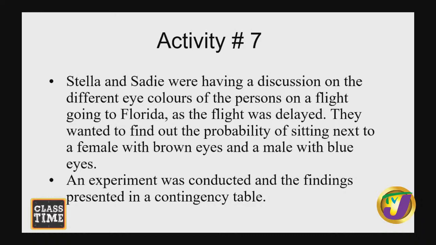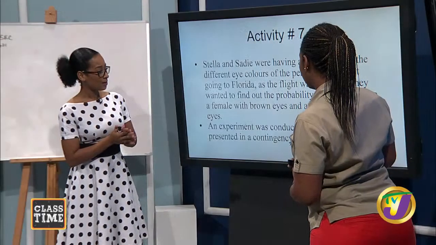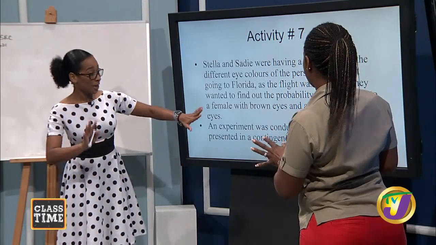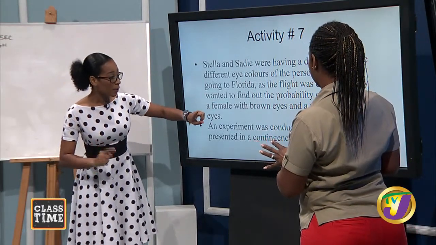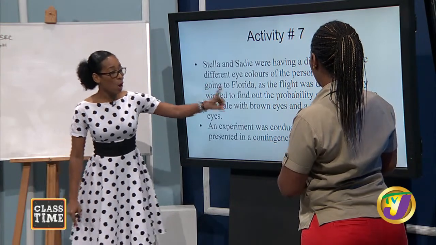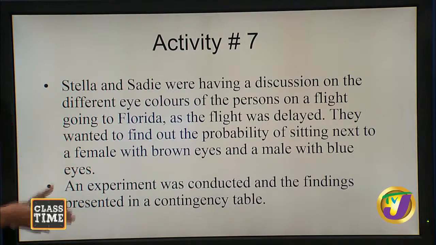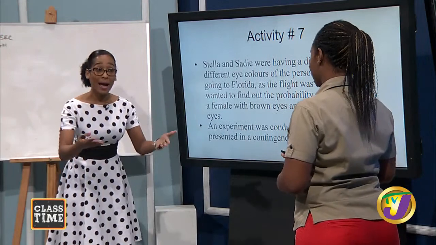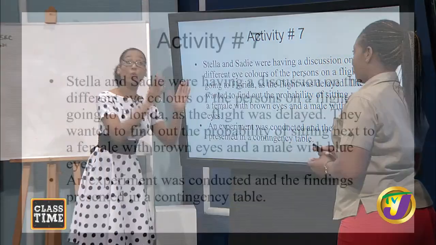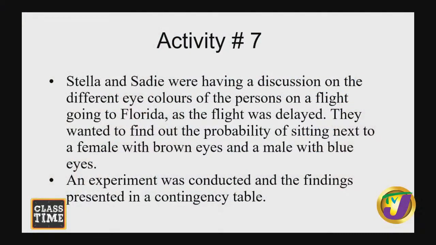Let's see what that looks like. We're looking at different eye colors. Great, so we have to point out something here. They wanted to find out the probability of sitting next to a female with brown eyes and a male with blue eyes. So remember, a female with brown eyes and a male with blue eyes. We have to remember that we're looking at the probability of those two events happening.